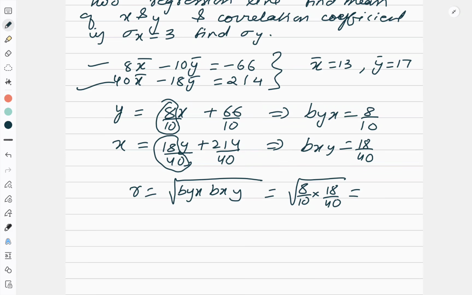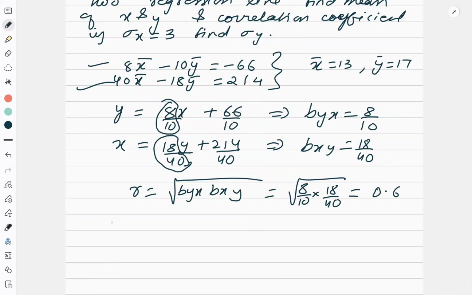But here comfortably I got the results, so I have no issues. I got the equations and I can solve it easily, right? So now once you get this, r is equal to 0.6, and again it will have plus minus both, but since both regression coefficients are positive, r will also be positive.